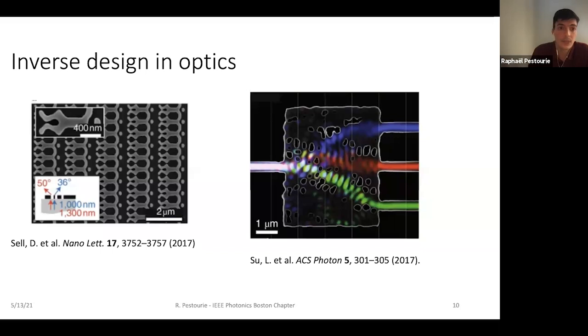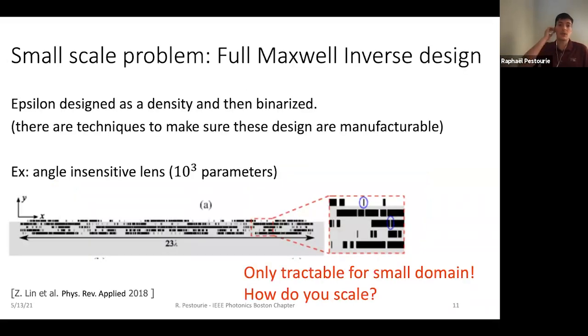So those are inverse designs on full Maxwell's equations. And you can try to do that on metasurfaces. In fact, my colleague Xin Lin, before joining the group, did exactly that, and it works. You can inverse design a metasurface, but you can see here that I was telling you the diameter of a metasurface can be thousands of wavelengths, and here it's just 23.